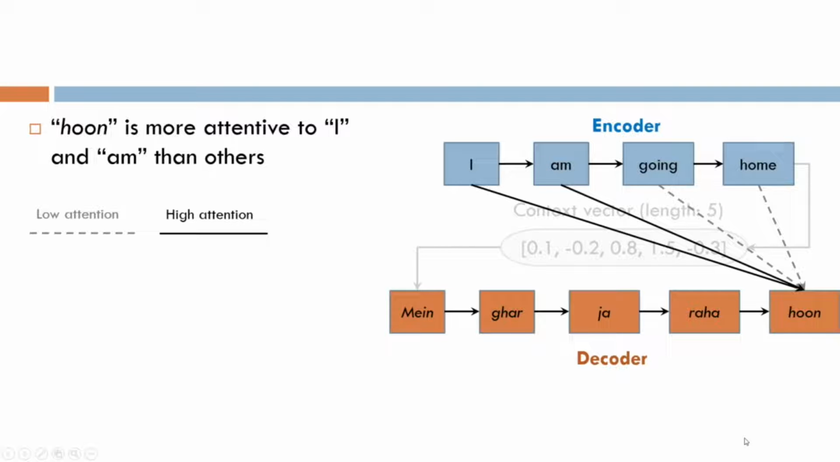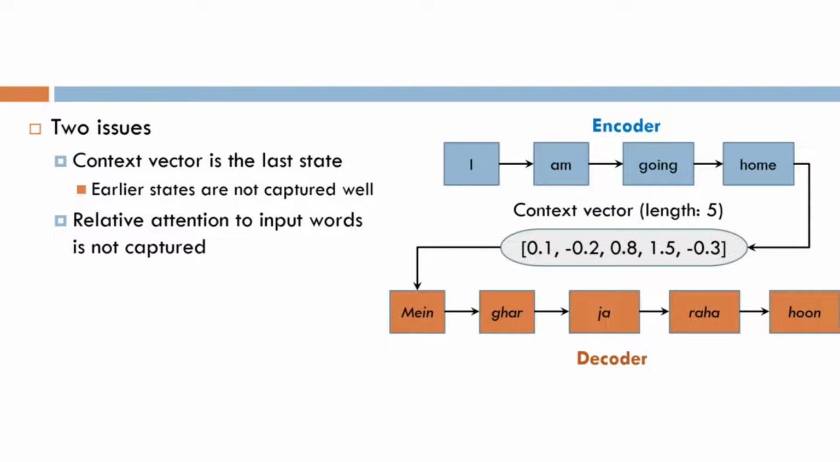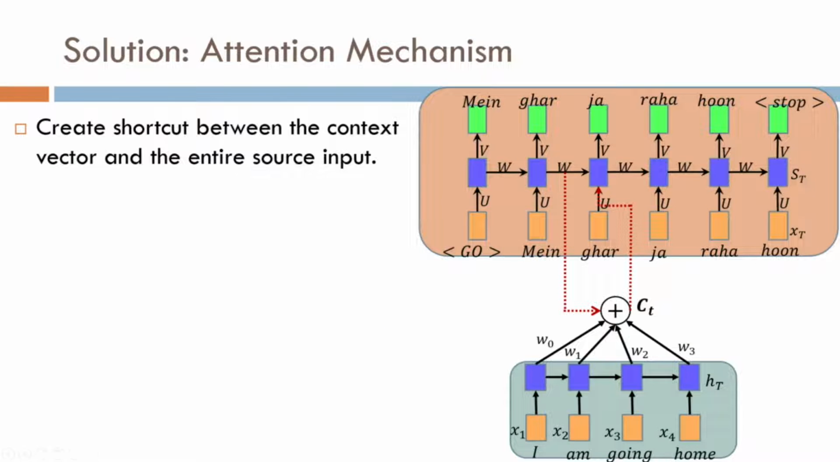So we see it's not just about the context vector capturing the entire input sequence properly, but also at a particular time step in the decoder when producing the desired output, it may want to pay more attention to certain parts of the input than the rest. So there are two issues. The context vector is the last state, so earlier steps are not captured well, and this problem is exaggerated, especially for longer sequences. The second problem is that relative attention to input words is not captured. So the solution to this is the attention mechanism.